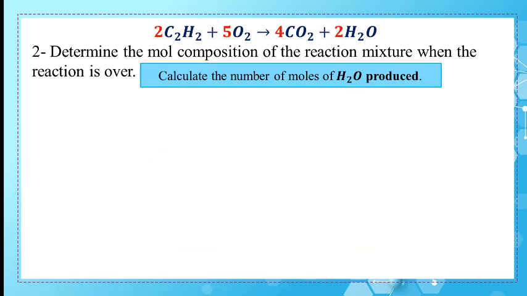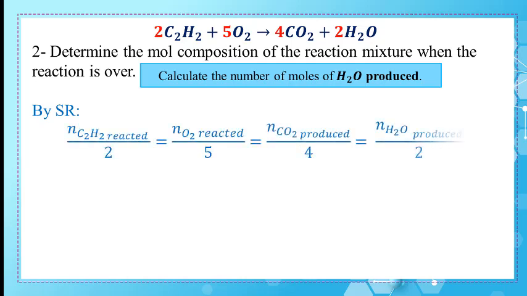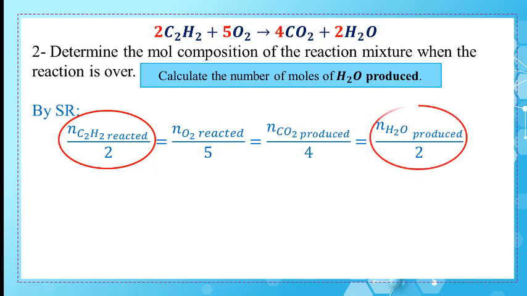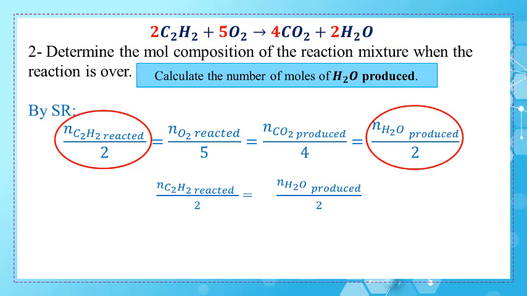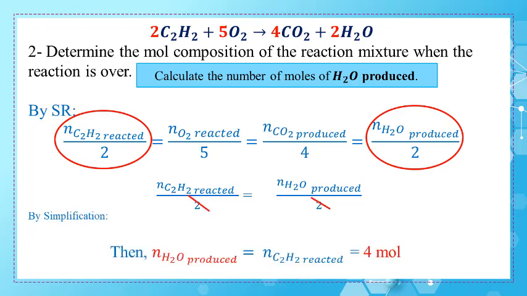Let's calculate now the number of moles of H2O produced. By SR, we use the ratio of any reactant with the ratio of H2O produced. By simplification, we find the number of moles of H2O produced. It is equal to 4 moles.